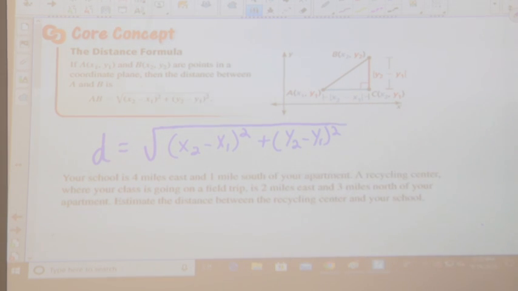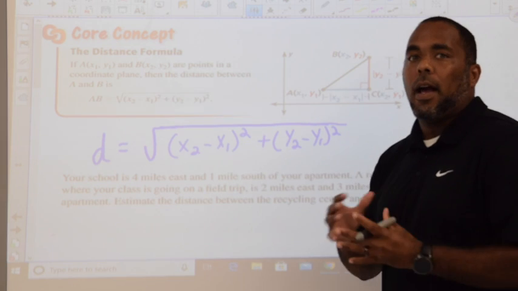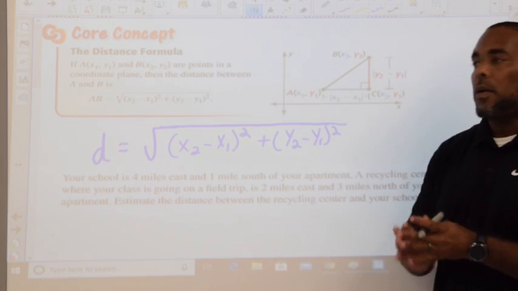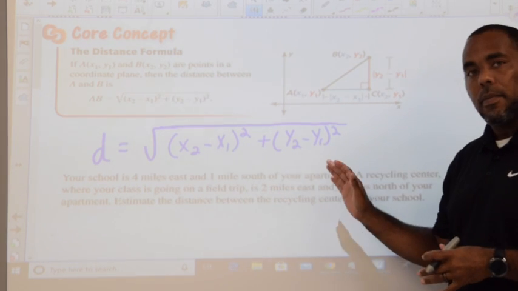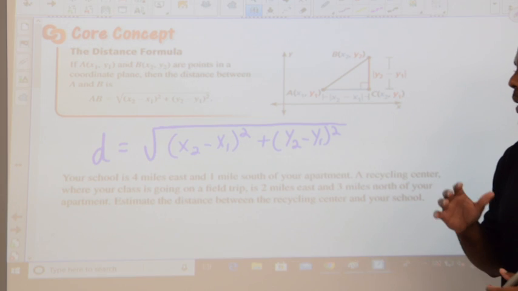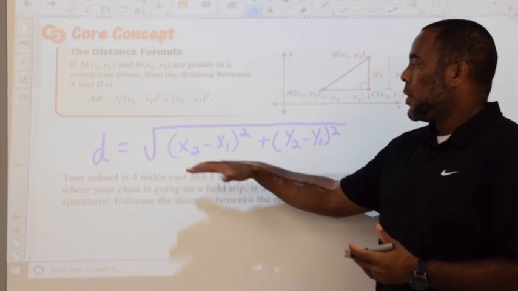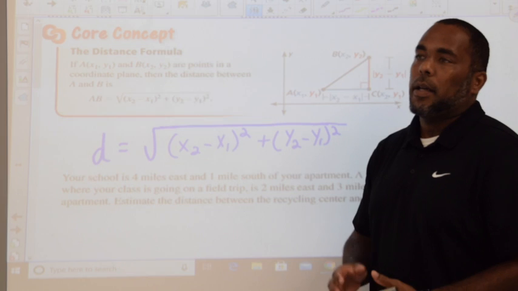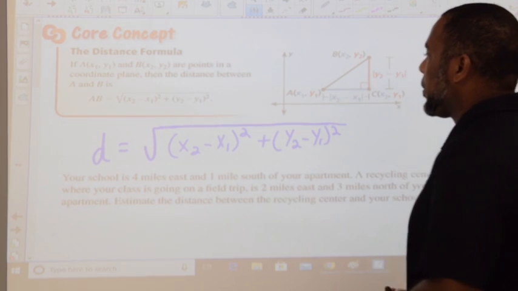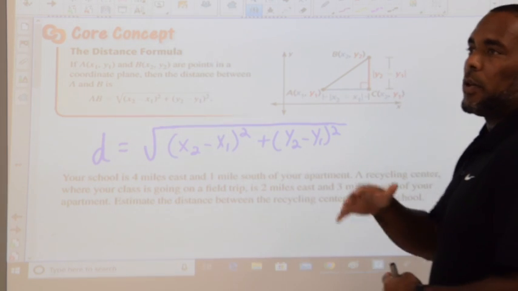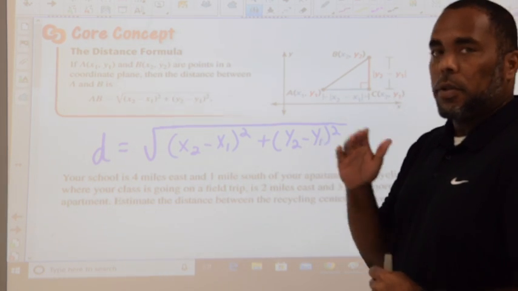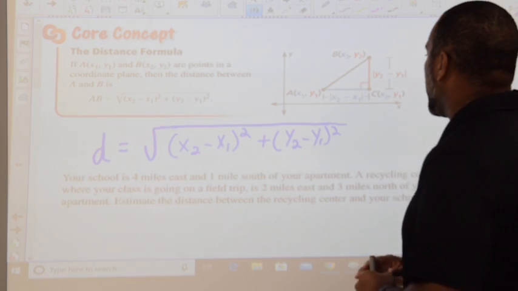The important thing here is this: every time you use the distance formula, you want to write it out. The reason being is so that you don't make mistakes. You don't want to be making mistakes when it's just plug and chug. It's really just follow the steps all the way through. So you want to make sure that you show your steps all the way through.